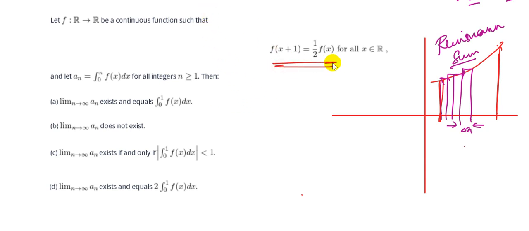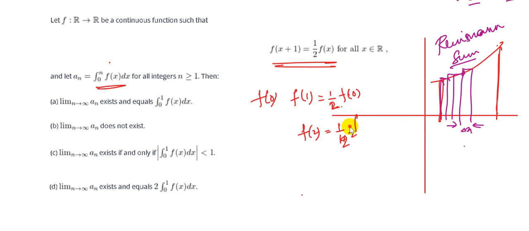This is the function: f of x plus 1 is half of f of x, and the integral is given from 0 to n. So let me assume the first value to be f0. What will be f1 in terms of f0? Half of f0. What will be f2 in terms of f0? That will be half of f1, which means 1/4 of f0, or 1 by 2 square of f0. f3 will be 1 by 8 of f0, or 1 by 2 cube of f0.